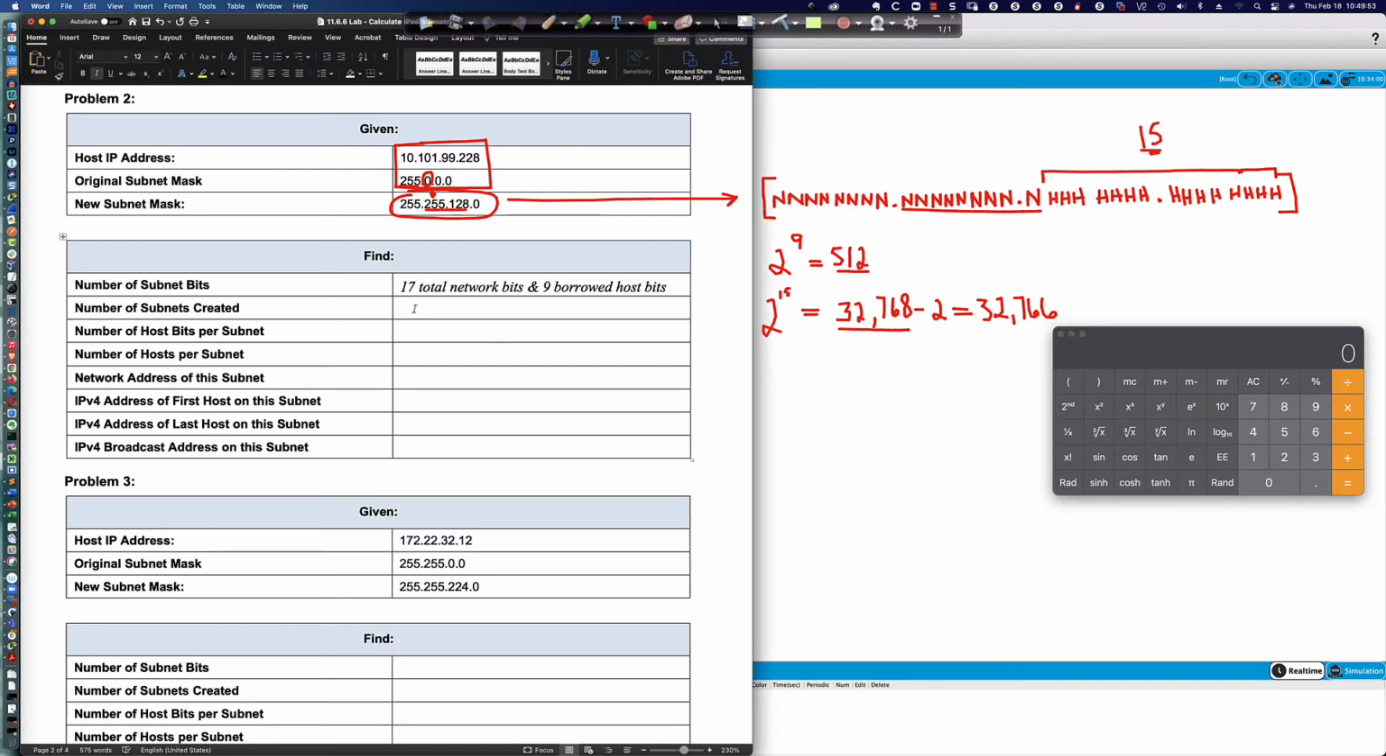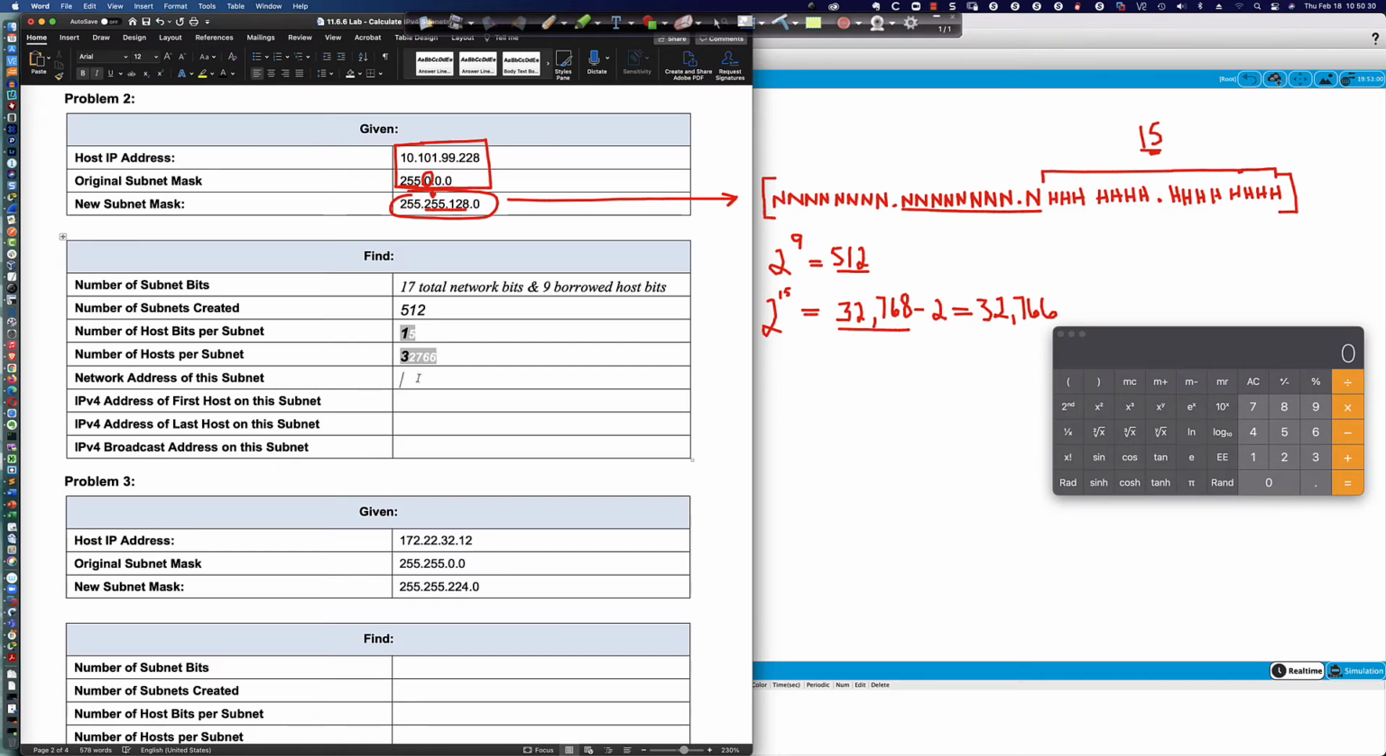So let's come back and fill our worksheet out. Number of subnets created. So we just created 512 subnets there. Number of host bits per subnet. Well, we know that there's 15 host bits. Number of hosts per subnet. And we know that that's going to be 32,766. Remember, here, when they say number of hosts, they're not talking about total number of IPs, which would be 32,768. When they say host, they mean how many usable, assignable host IPs are we talking about here?